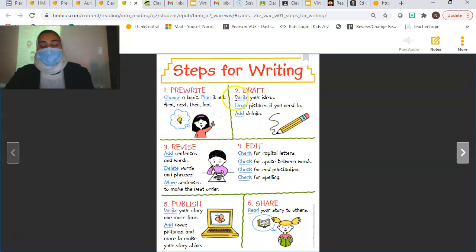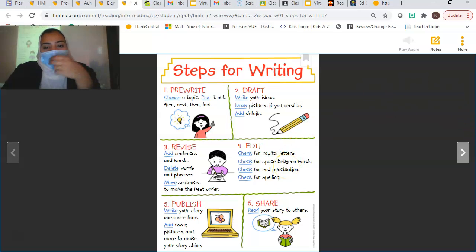And then after that, not today, but on another day, we're going to draft it. That's when we actually write and draw what we need, and we add details. I'm just showing you the steps for writing. The next step after drafting is revising. That's when we add sentences and words, take words out, and move stuff around to make it make more sense. Remember we did that last time and the time before?